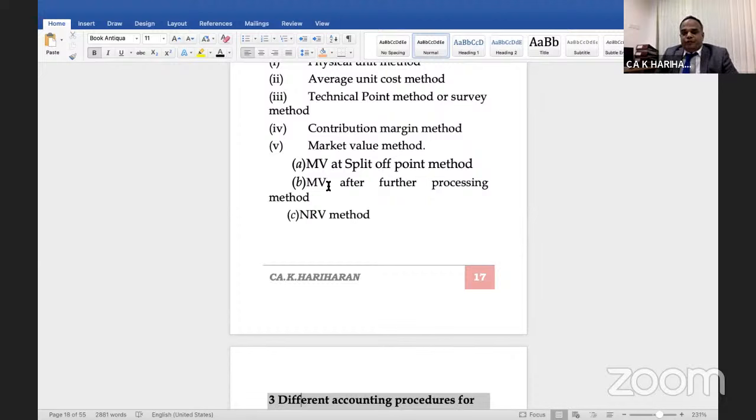For your kind info, even in this for joint product and by product, methods of apportionment of joint cost, in examination they won't give the specific info on which method is applicable. First, you should know what are all the methods for apportioning the joint cost: physical unit, average unit cost method, technical point method, contribution margin method, market value method, market value at split off point, market value after further processing, and NRV. And depending upon the availability of the information in the question, we have to identify which method is applicable. Got it or not?